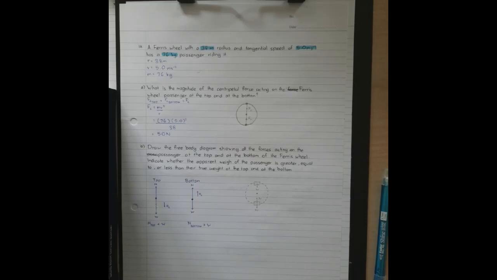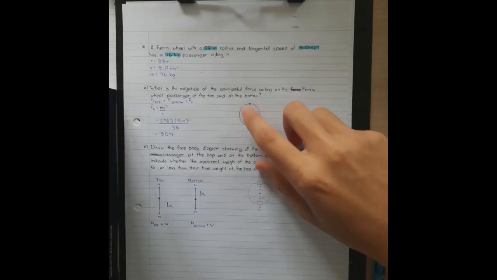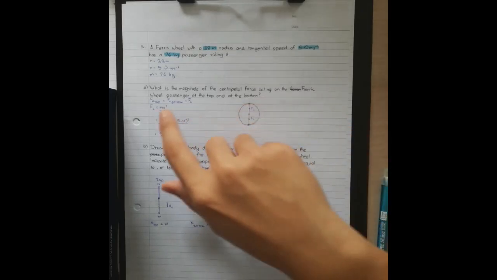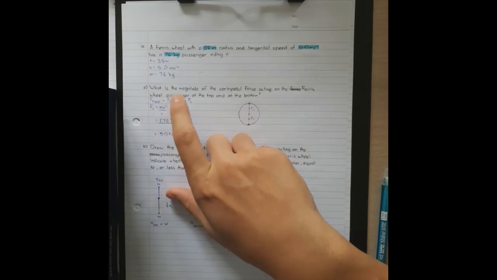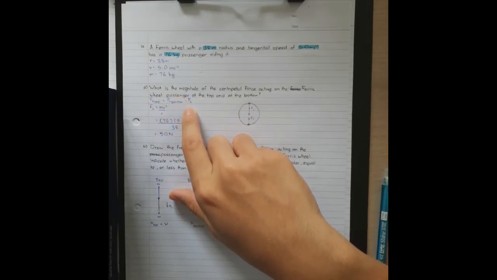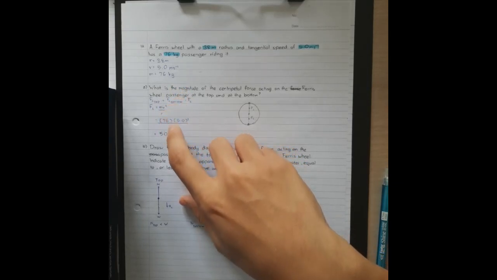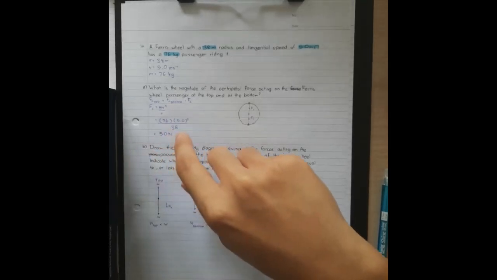So, soalan pertama dia minta what is the magnitude of the centripetal force acting on the Ferris wheel passenger at the top and at the bottom. So, kita tahu Ferris wheel ni bentuk bulat. So, dia punya arah centripetal force tetap akan ke arah pusat dia ni. So, tak kisahlah atas ke bawah ke. So, dia punya arah centripetal force ni sama. So, kita assume that centripetal force untuk top dengan bottom ni adalah sama. So, kita masukkan nilai yang diberi ke dalam formula mv² over r, and then kita akan dapat nilai 50 Newton.